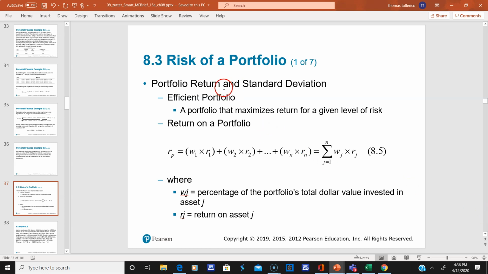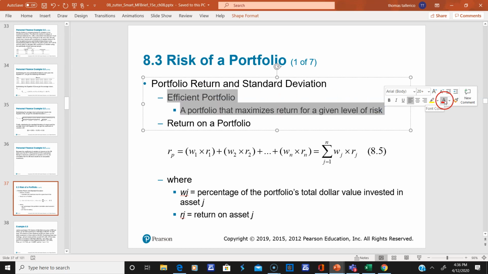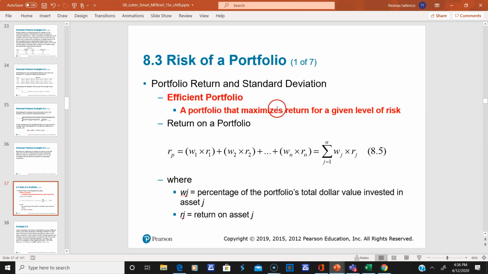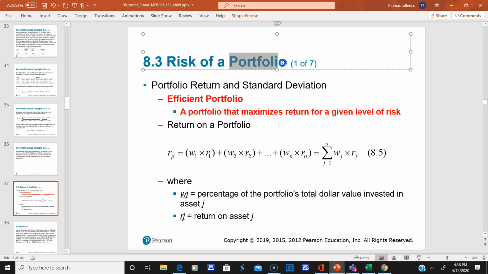All right, so there's a term that's real important, and it's called the efficient portfolio. And the efficient portfolio is just as it's defined here. It is a portfolio that maximizes return for a given level of risk. Okay? Now, remember, now we're talking about a portfolio. What is a portfolio? More than one stock, many stocks, right?